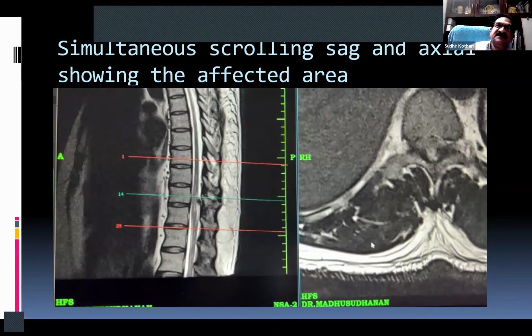So what would you like to do in this patient? Surgery. Let us do surgery, otherwise it is going to progress further. It is already progressing.